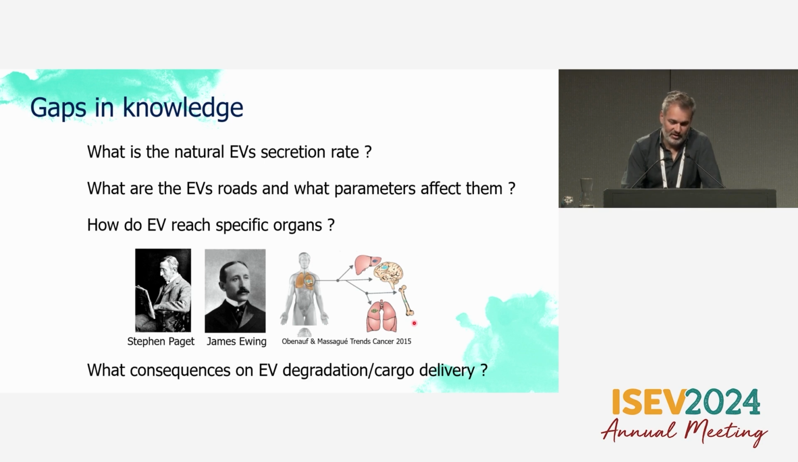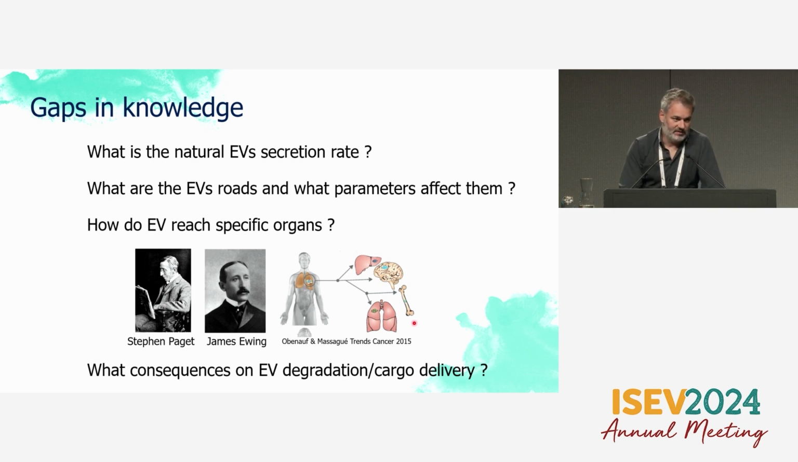We still don't fully understand how EVs reach specific organs, but maybe here there is a parallel that can be drawn with two very ancient theories in the cancer field, postulated in the late 19th century and early 20th century by Stephen Paget and James Ewing. The first one is the so-called seed and soil theory, which says that metastasis will form in the organs where the environment is favorable. And the second one is more of a mechanistic theory, saying that metastasis will form in organs following specific vascular patterns. And probably there is a parallel that can be made here with EVs' biodistribution. We can eventually discuss that later.